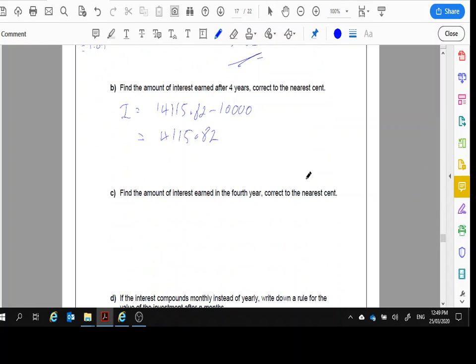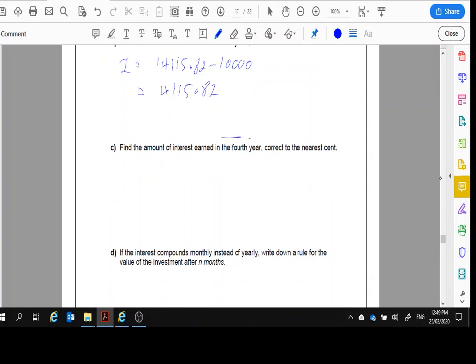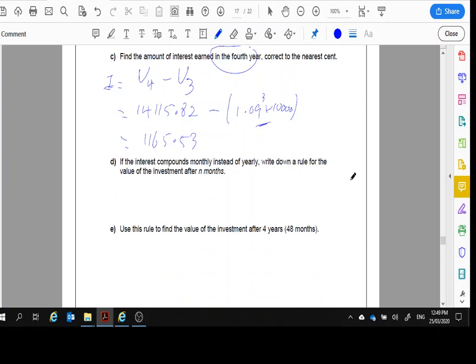Find the amount of interest earned in the 4th year. So just in the 4th year. The interest earned in the 4th year will be what we've ended up at the end of 4 years minus what we started with at the start of the 4th year, or what we ended up at the end of the 3rd year. So we already know the 4th year. This is $14,115.82 minus V of 3. So we're going to do 1.09 to the power of 3 times $10,000 because that's the amount at the end of the 3rd year. Work these two out and we end up getting 1165.53. I'm not putting dollar signs or anything, but we should have them there. In the exam, it won't matter.